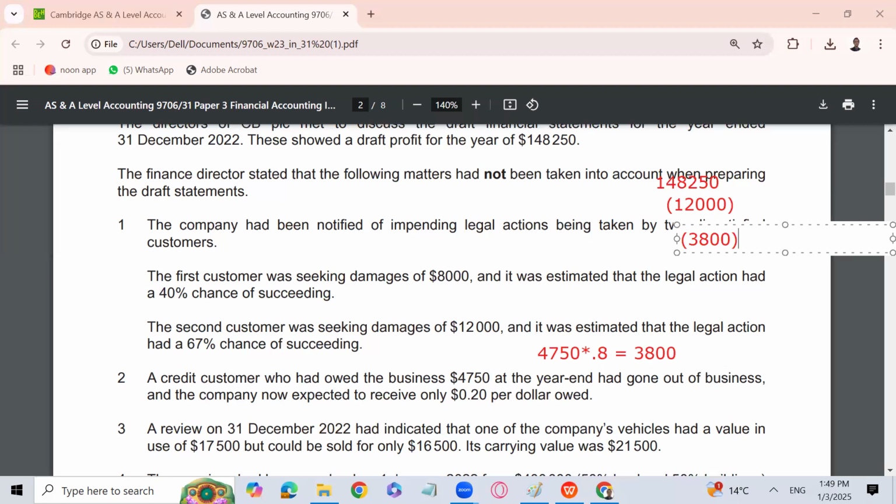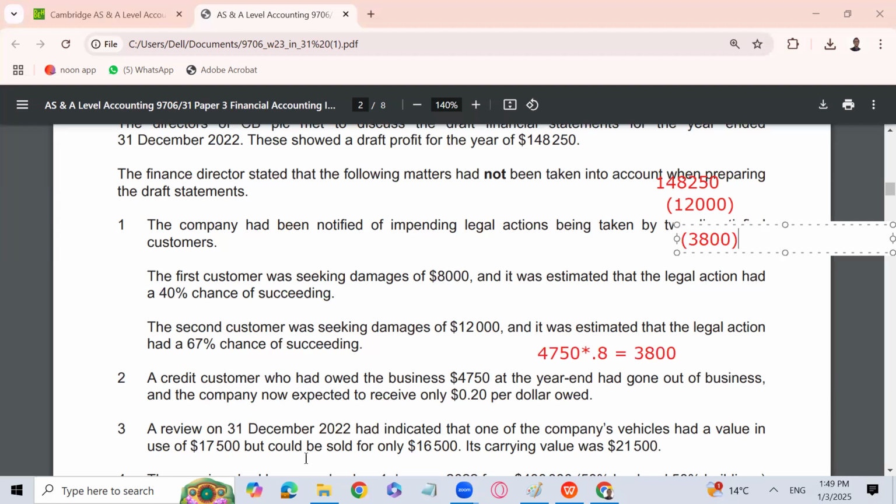I'm not solving it because it is just a calculation. You can do that at home also. A review on 31st December had indicated that one of the vehicles had a value in use of 17,500, but could be sold for only 16,500. Its carrying amount is 21,500.